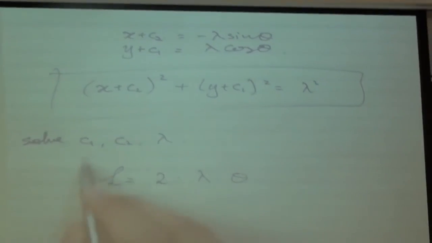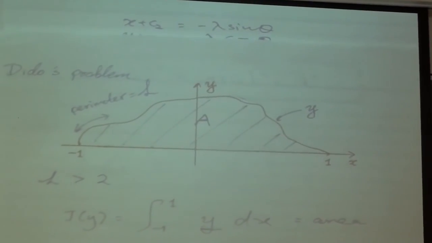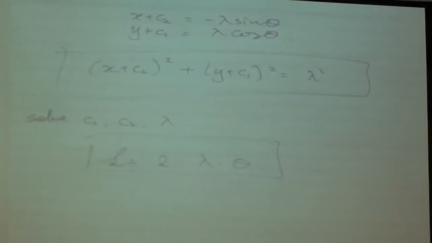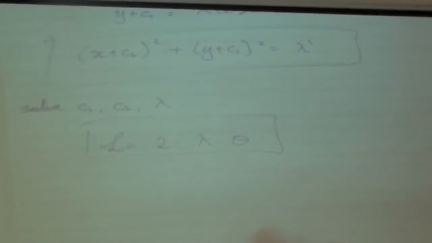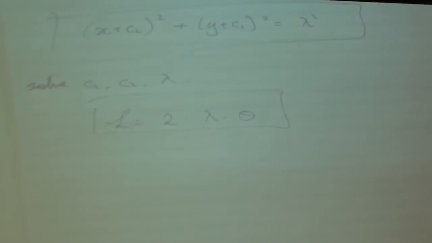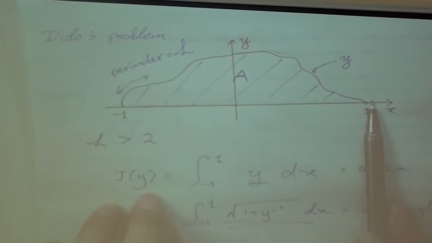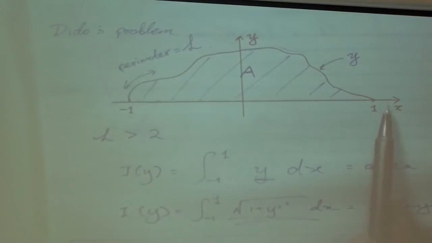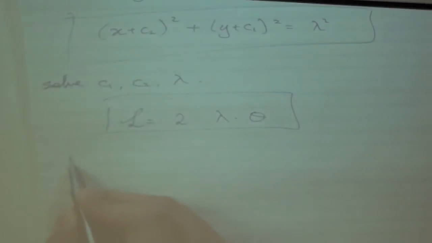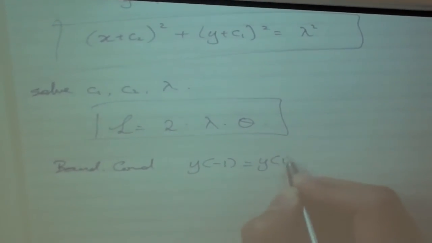Now that's a really straightforward integration that, if you're interested, of course you can try to do at home. And now let's see what else we have. What we need now is the boundary condition. What I mean by boundary condition is that at x equals minus 1 and 1, y has a value of 0. So my boundary condition is y(-1) = y(1) = 0.